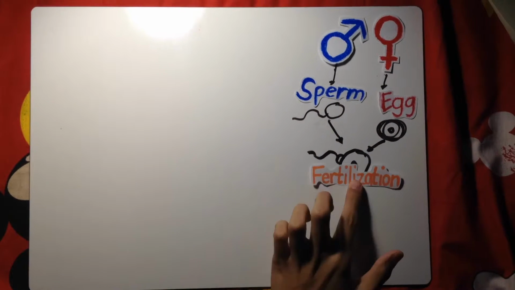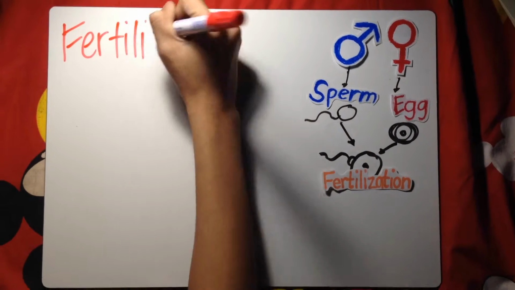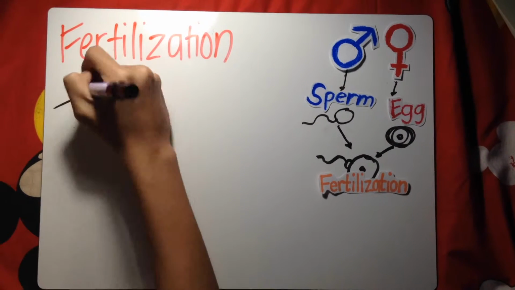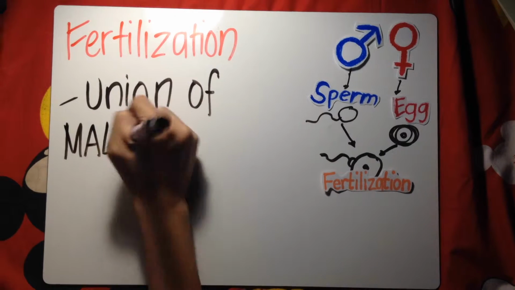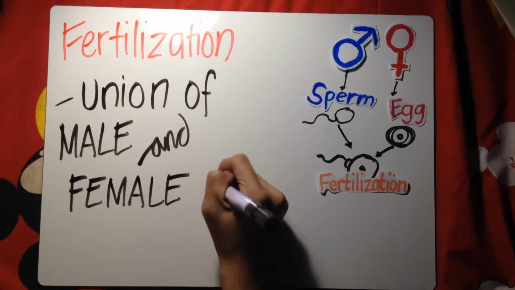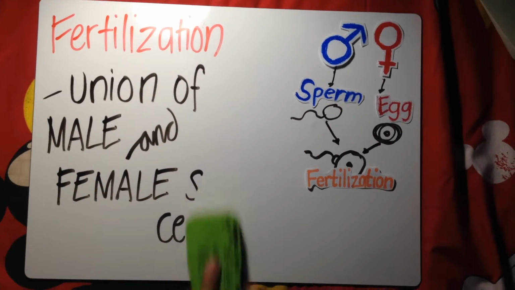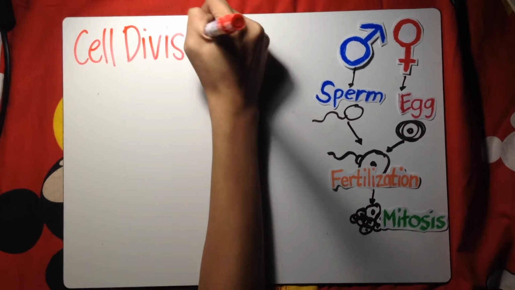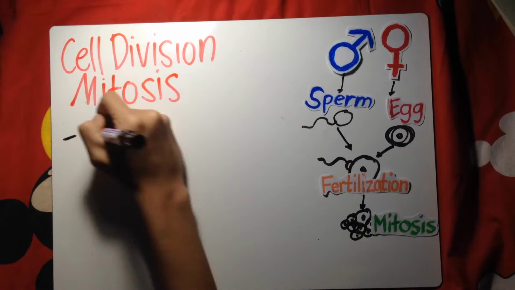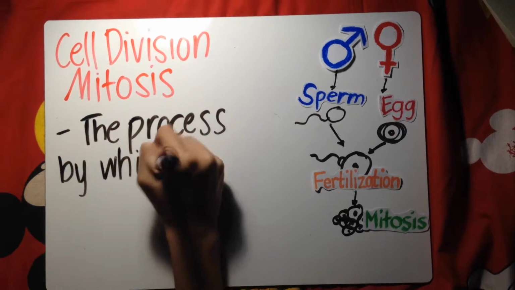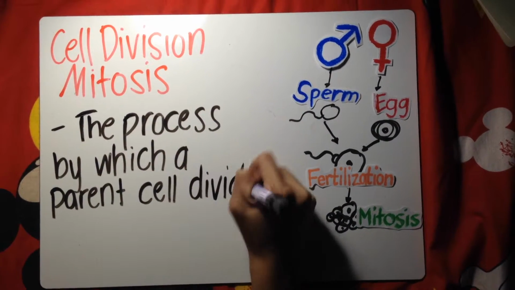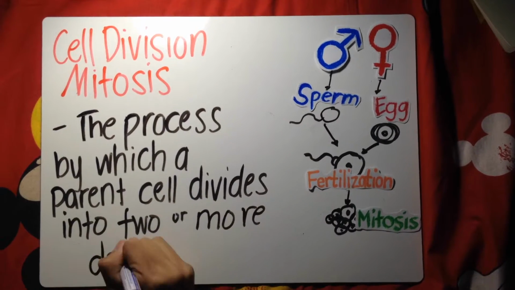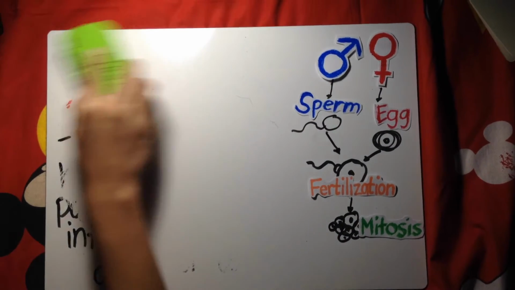When the sperm penetrates the egg, or when the male and female sex cells come together, that is called fertilization. Now let's talk about cell division, mitosis. What happens once the DNA combines, like 100% of it? Well, the cell begins to divide, and that one parent cell divides into two or more daughter cells.